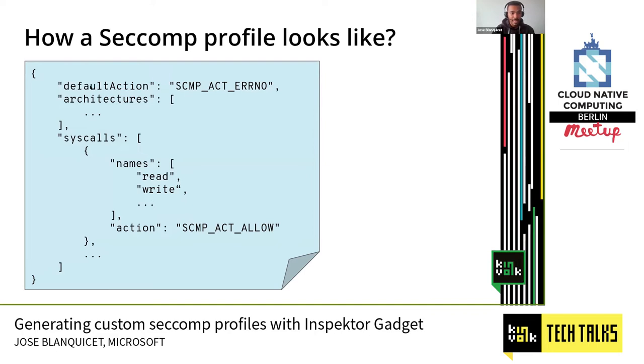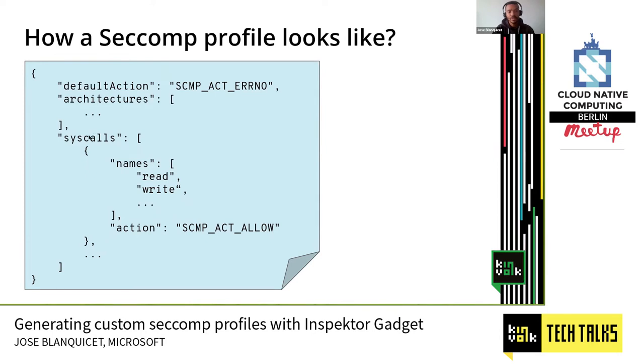We will have a default action, the name is self-explained. We have the architecture section, which is very important because the filter inside the kernel is done using the syscall IDs, and the IDs vary according to the architecture on which you are running your application. So it is very important to configure the architecture on which you are running your application here.